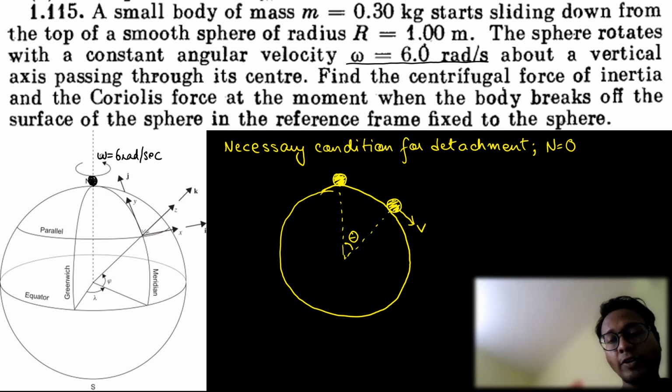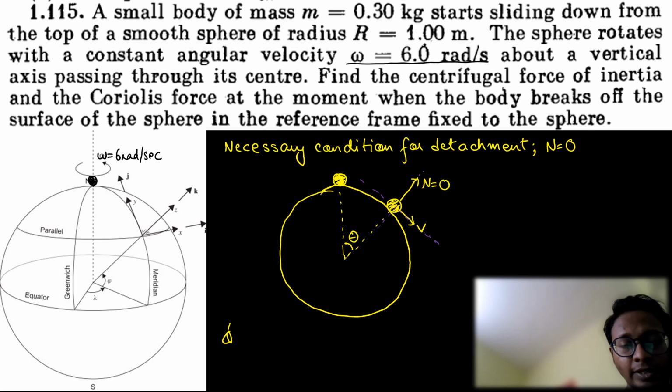So at the point of detachment, how do you evaluate this? You draw coordinate axes normal to the tangent and along the tangent. Take all the components of force along these two axes, which are perpendicular to each other. The normal contact force is along this line, which is equal to 0 at the time of detachment, so we'll get all the remaining forces. To analyze these forces, we'll see from the outside frame of reference, the ground frame of reference.